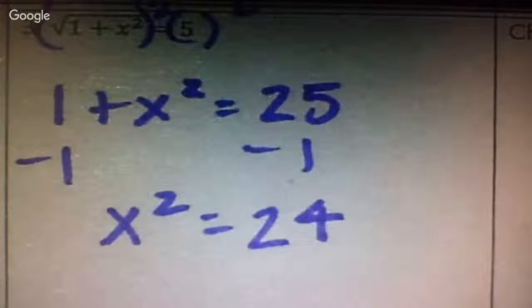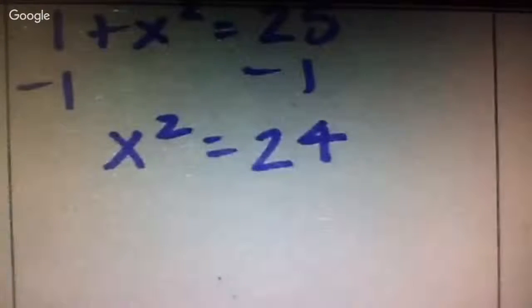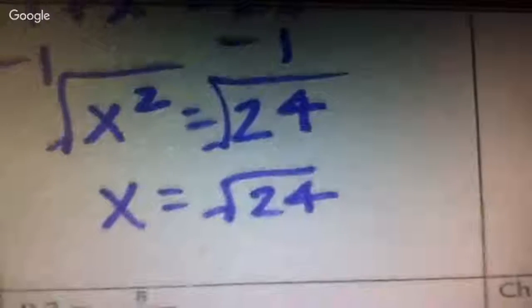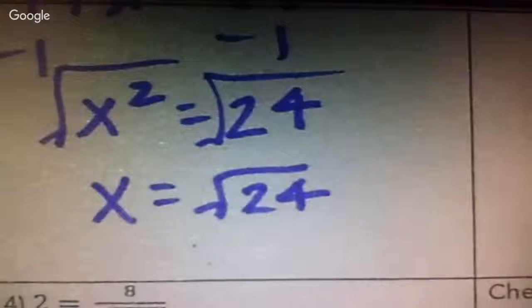You can't square that one. It doesn't give you a whole number. You don't square it. We have to do the opposite of squaring: square root. So x just equals the square root of 24. You're right, you're going to get a decimal.